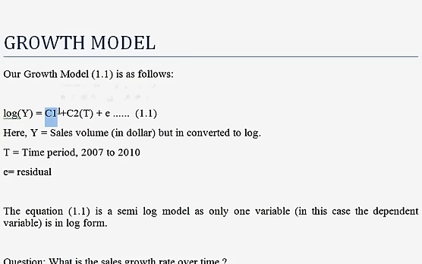And C1 is the constant, and T is the time period. So here T means 2007 to 2010, and E is the residual. So that is our model 1.1. Okay.